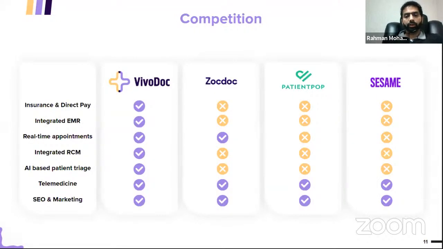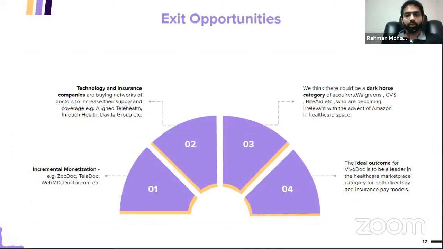Our competition is a few significant names in the US market, especially ZocDoc, Patient Corp, and Sesame Care. But we feel we have a significant edge over them, especially with our integrated EMR and RCM and our unique AI-based patient triage, which will guide them in a timely manner to choose what type of care they need at this point in time. Raman, you are at time, so if you could wrap up quickly.